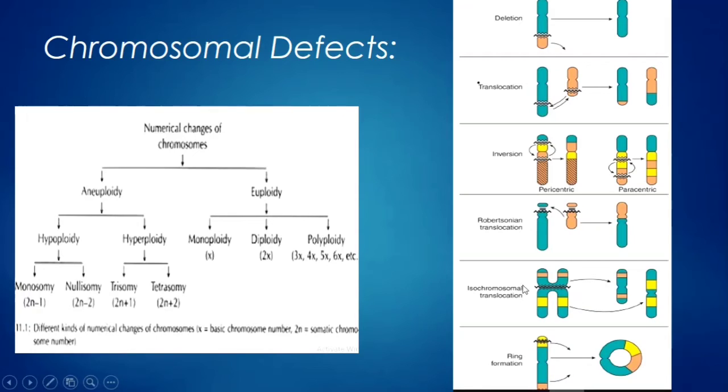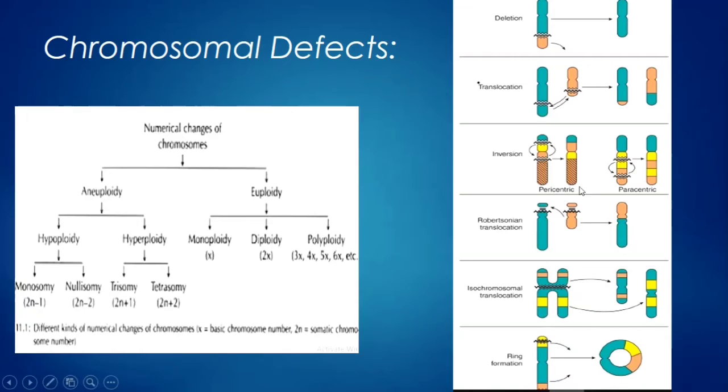The fifth type is isochromosomal translocation, and it happens during meiosis. During meiosis, there is a division and there is a break through the centromere, and you can see both the short fragments are fused together and both the long fragments are fused together. This is known as isochromosomal translocation. The last type of chromosomal structural defect is ring formation, in which you can see there is fusion of both the short and both the long ends, which forms the ring.